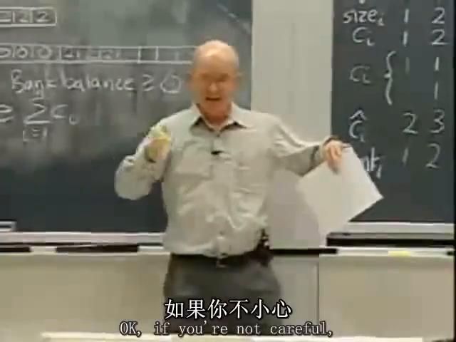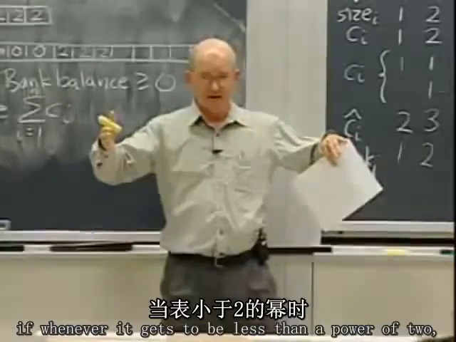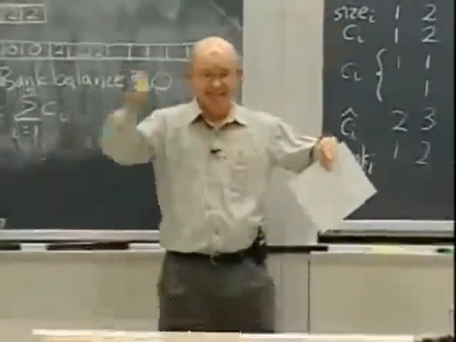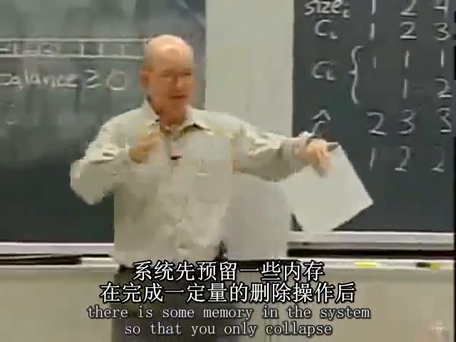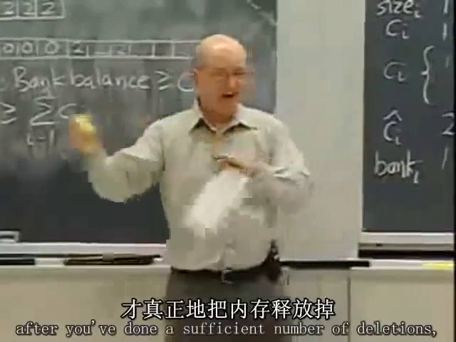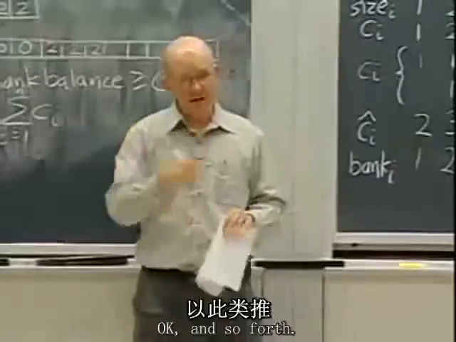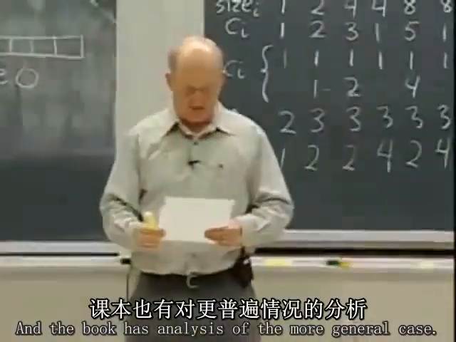If you're not careful, if whenever it gets to be less than a power of 2 you go in half, you can find that you're thrashing. So you need to make it so that there's some memory in the system, so that you only collapse after you've done a sufficient number of deletions. And the book has an analysis of the more general case.